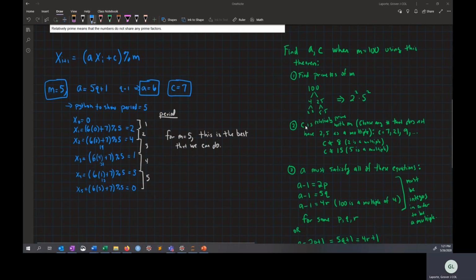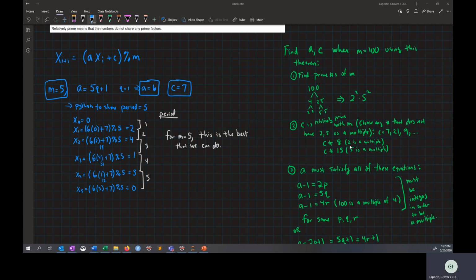And then choose C so that it's relatively prime with M. Choose any number that does not have a 2 or a 5 as a multiple. For example, 7. 7 times 3 is 21, so 7 and 3 do not have a 2 or a 5. 3 times 3, 9, that's another one. 7 times 7 is 49, that's another one. There are lots of choices here for C. Some of them are good, some of them are bad, but we won't necessarily care about that. All we care about right now is getting the full period of 100.